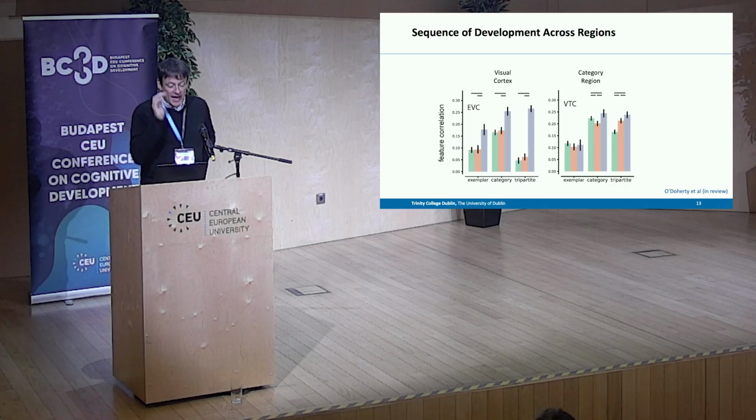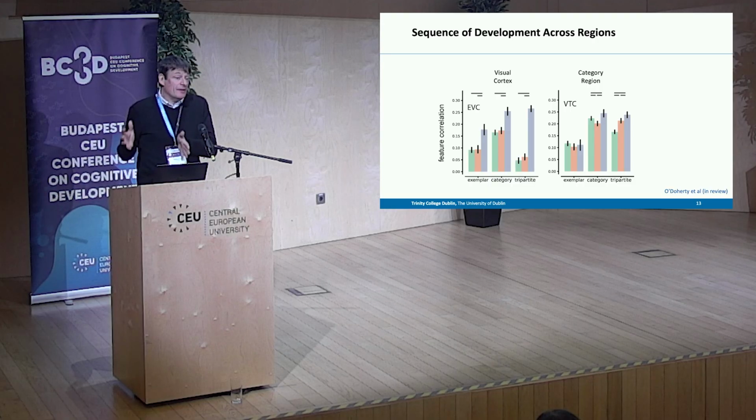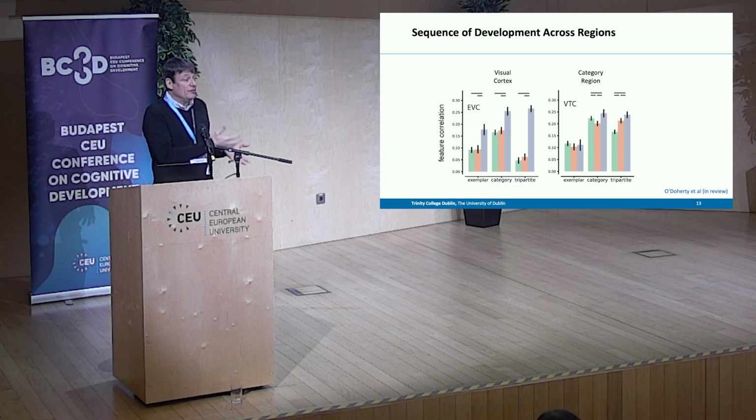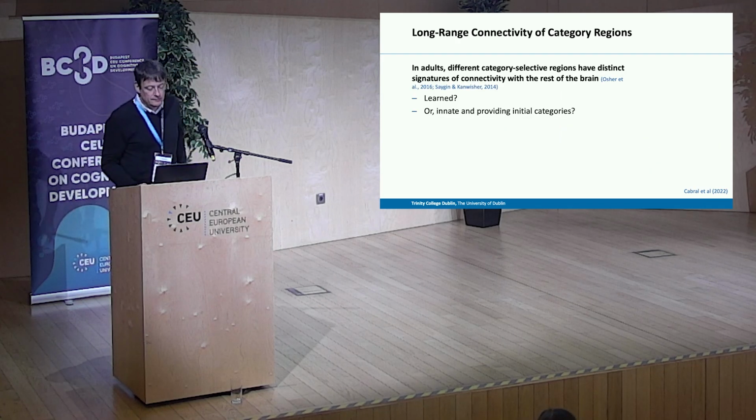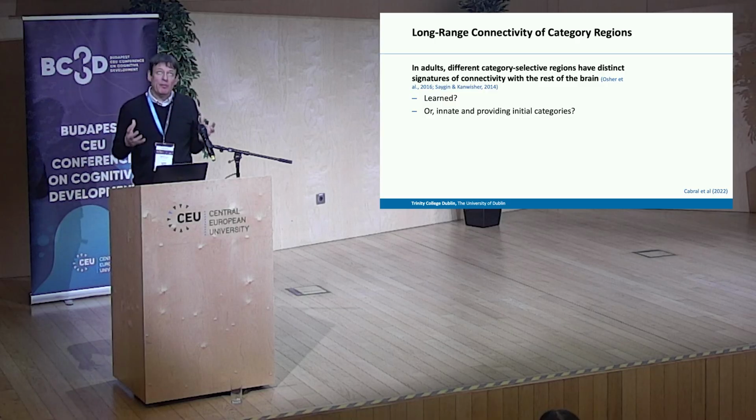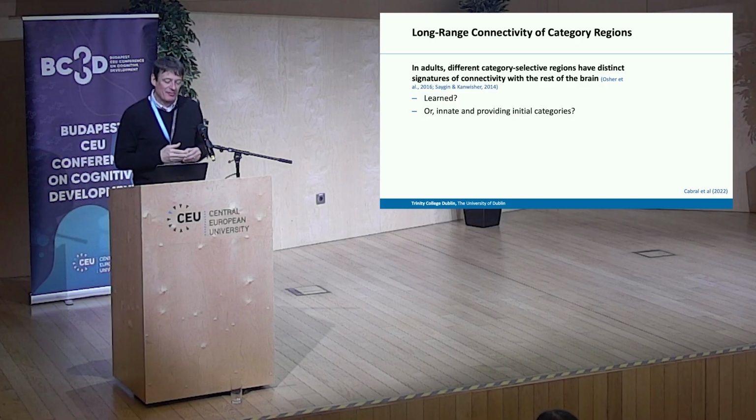And just to quantify that, on the right here, we're quantifying the category region. On the left, the visual cortex, and you can see that it's less well developed in the infants in the visual cortex than it is in the higher regions. So I think that's again consistent with the idea that this category region perhaps has some kind of innate starting point, but the earlier visual cortex is going to learn the more detailed visual representations through visual experience.